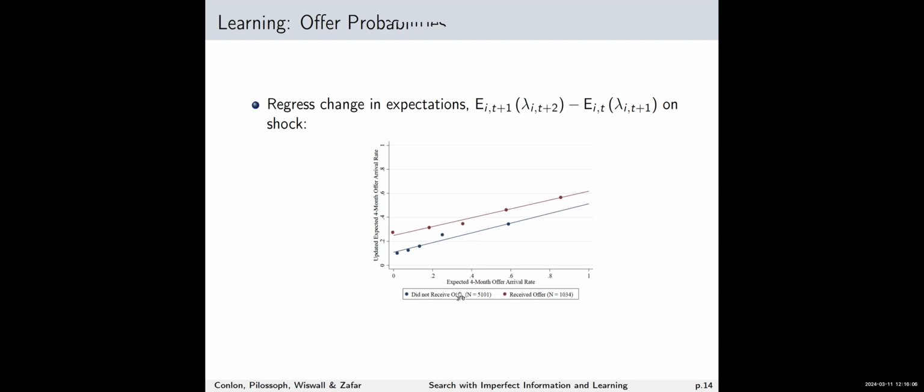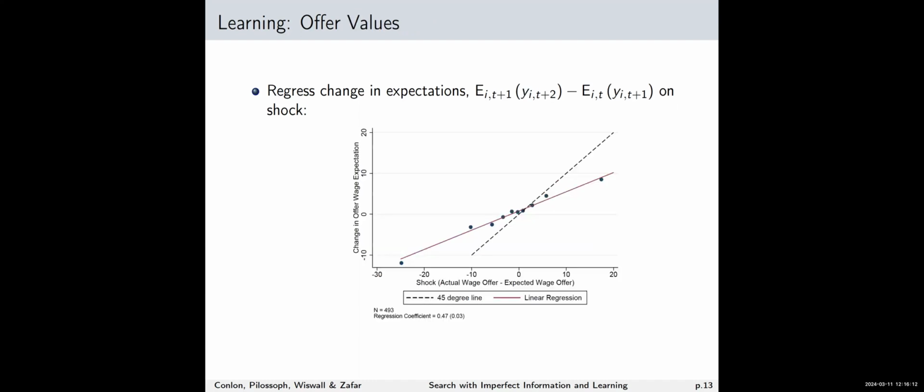I see some hands. Maybe I'll go first because I don't know who's going to jump in first. Yeah. So you can defer this question to when you get to the model.